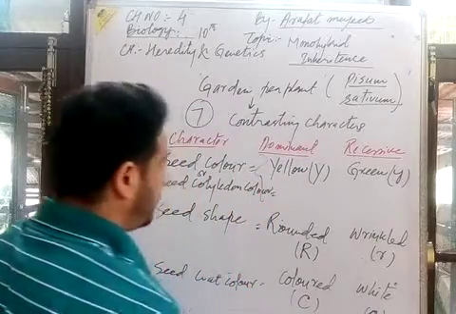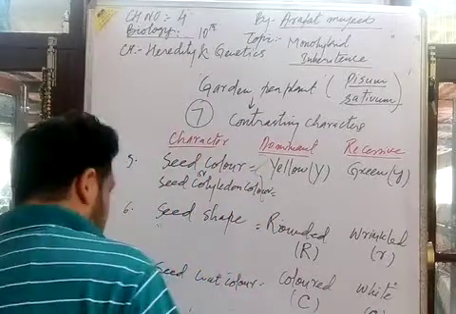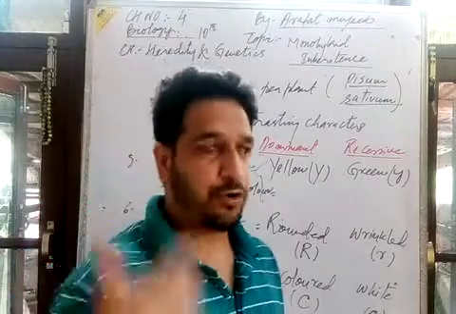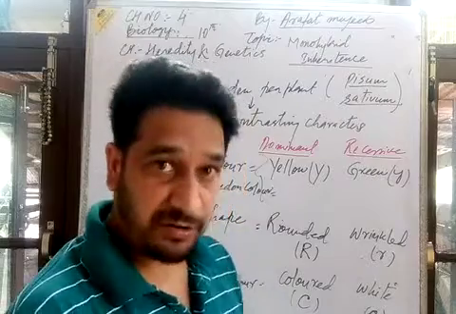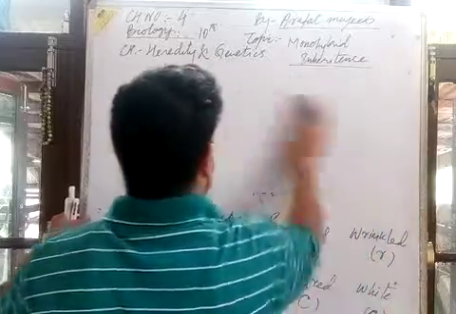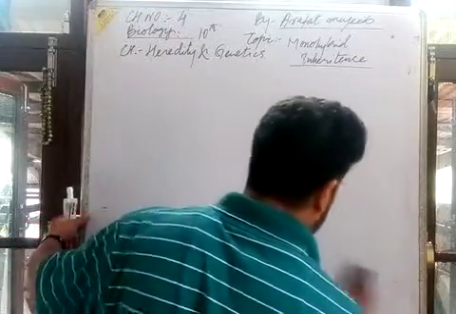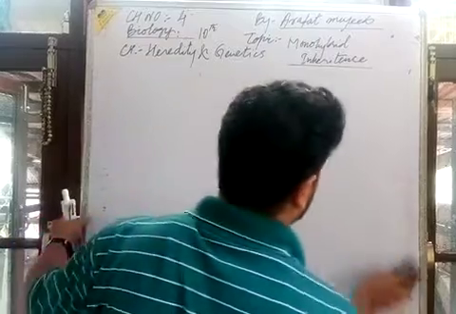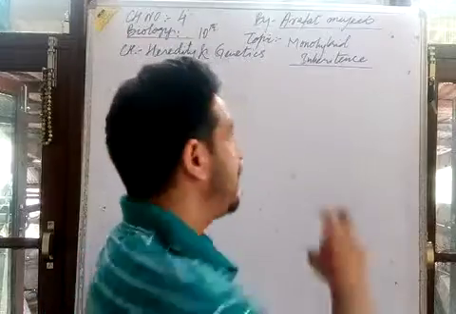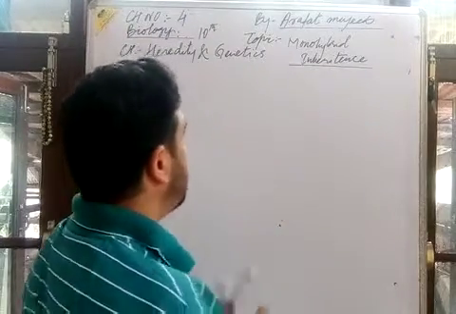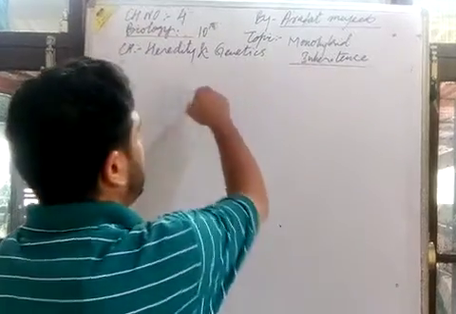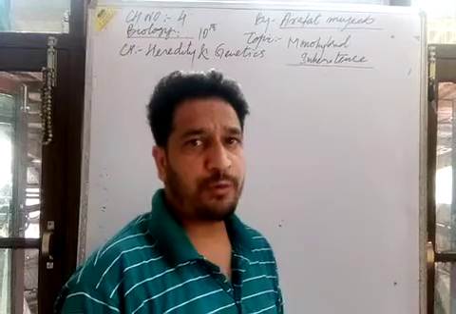It is all about the seven contrasting characters that Mendel noticed in the pea plant. One character is dominant, another is recessive, in a contrasting condition. This is all about why Mendel and what the seven contrasting characters are. Now we take one of the seven characters to explain monohybrid inheritance. This is today's topic. Mendel performed a monohybrid cross.